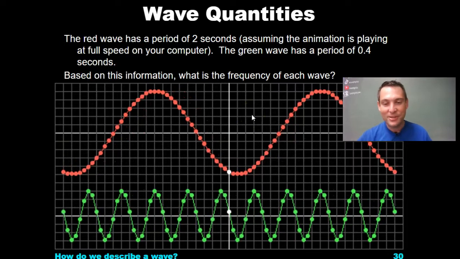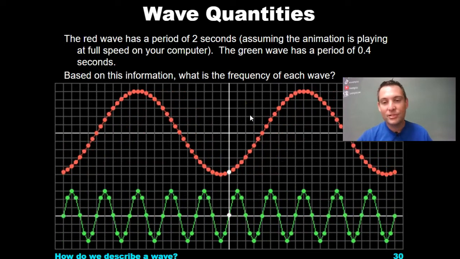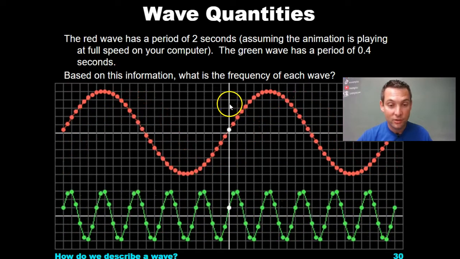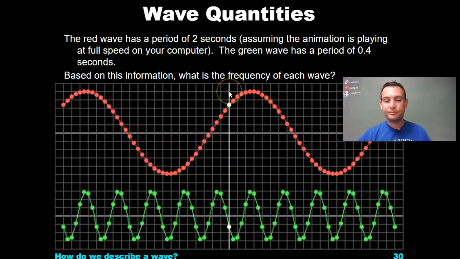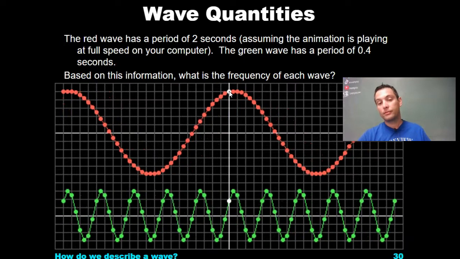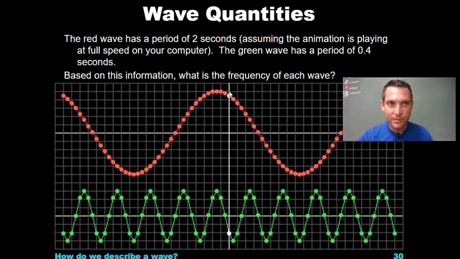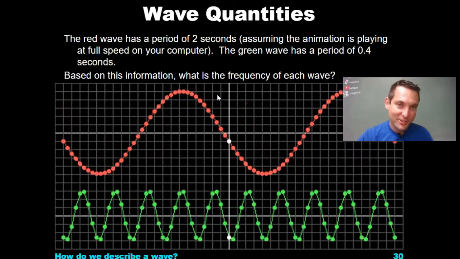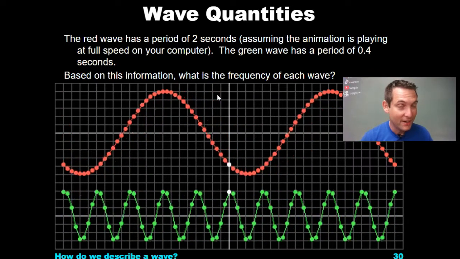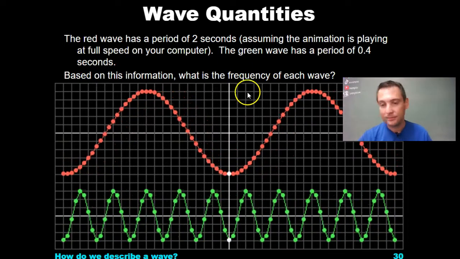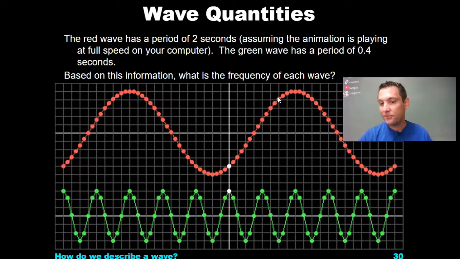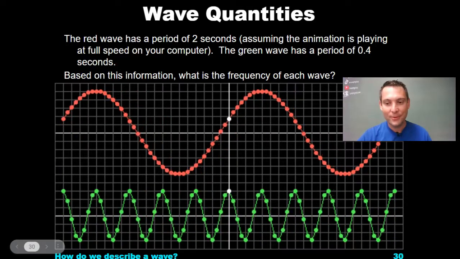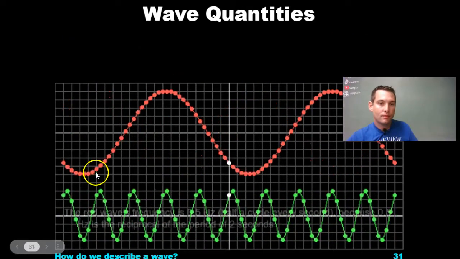Based on this information, what's the frequency of each wave? Once you find your period, which is the time it takes for one complete cycle, start and stop. However many seconds between that start and stop would be the period. And then the inverse of that number, 1 over that number, is going to be your frequency. Frequency is how often events happen, and period is how long it takes for the events to happen.